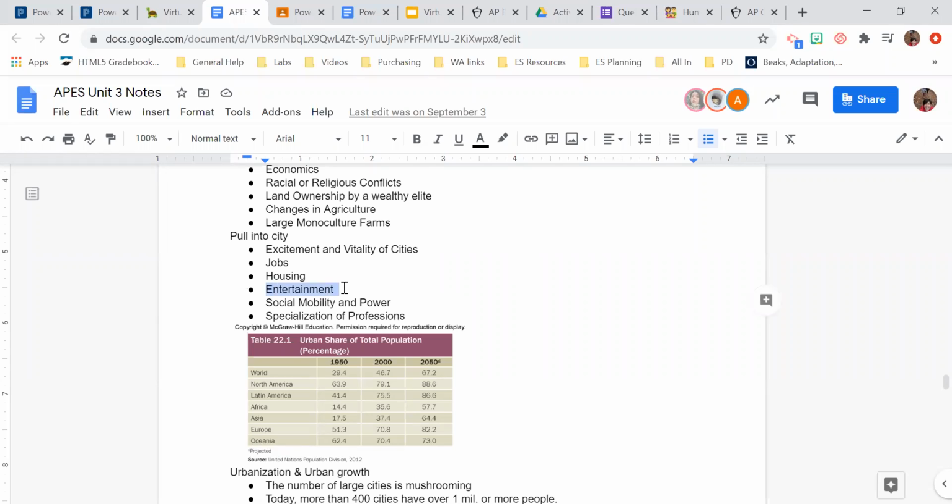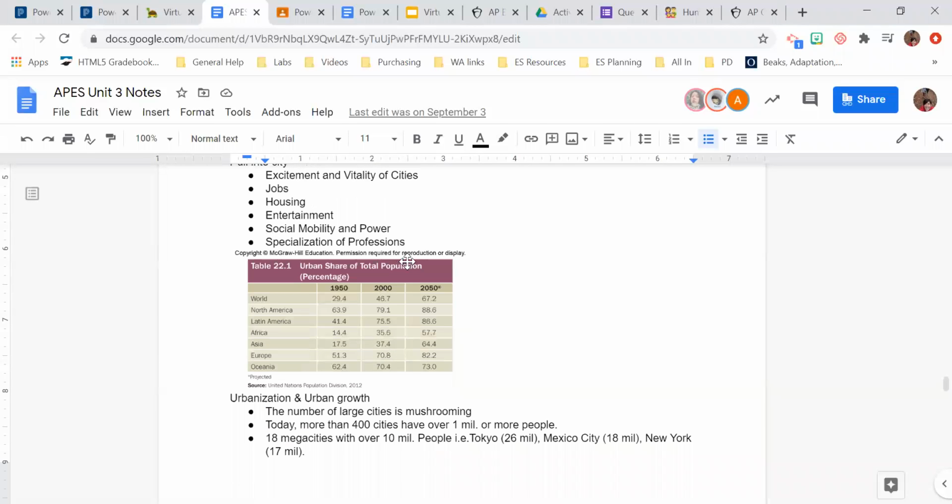I already kind of talked about entertainment, social mobility and power. If you are a person who wants to get a better job than your parents, who wants to go into politics, the chances that you get elected might be high in your small town, but the chances that you're going to be able to do something important might not be very good. And then specialization of professions. If you want to do something very specialized, the chances that that's going to be found in a rural community, unless the specialized thing you want to do is like design machinery for farms, is going to be limited.